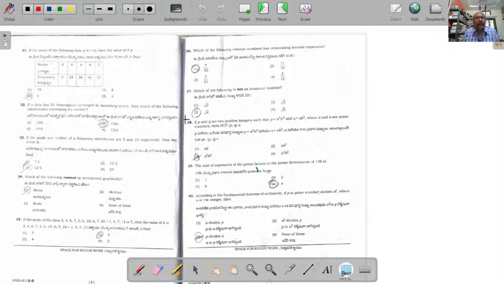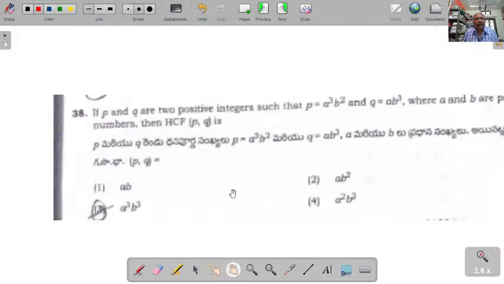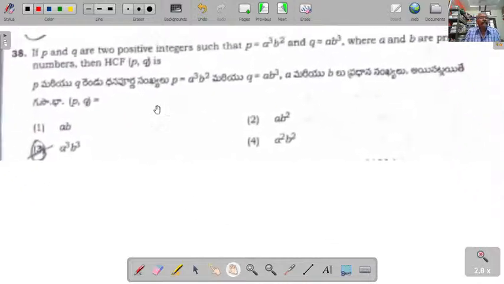So let us move to the 38th question. It's a very interesting question. Most of the time this question was repeated in different competitive entrance examinations. The same question may appear in coming examinations also. Manikanta, you are doing a wonderful job.